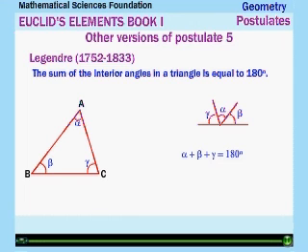In later discussions, we shall be looking at the propositions of Book 1.